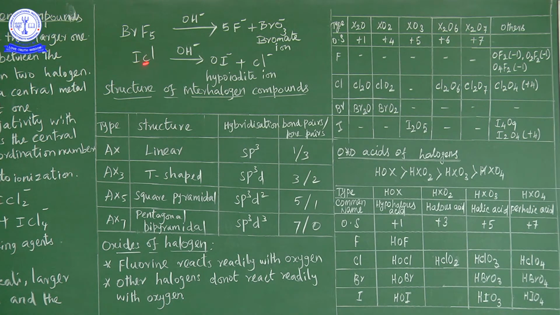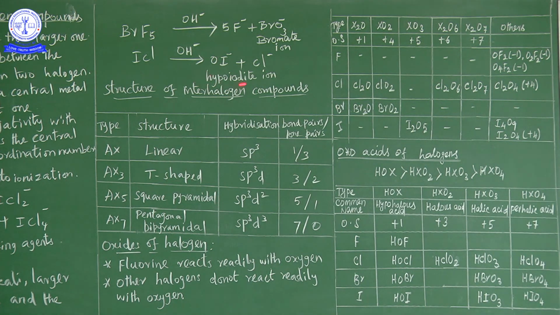And ICl, iodine chloride. Iodine chloride reacts with the alkali solution and gives hypoiodite ion and chloride ion. Among the two halogens, iodine and chlorine, chlorine is the smallest in size. Down the group, the size of the atom increases, so chlorine is the smallest and iodine is the largest. The smallest chlorine atom forms chloride ion, and the largest halogen, iodine, forms hypoiodite ion.